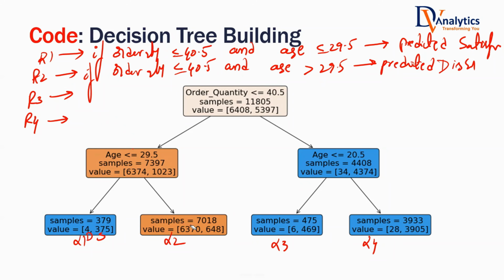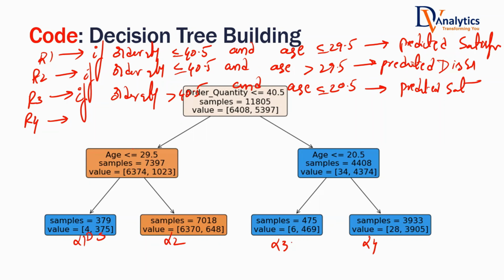Tell me rule number 3. If order quantity is greater than 40.5 and age is less than or equal to 20.5, then the predicted value is Satisfied.